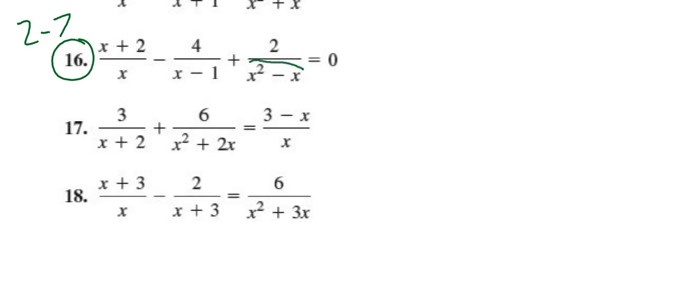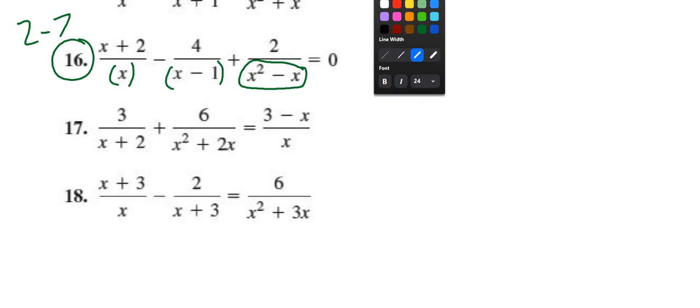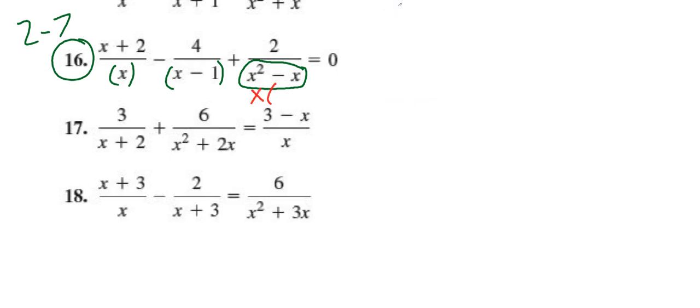I think you probably should factor this right here, because the other two denominators are already factored. So how do you factor x squared minus x? X times x minus 1. It's a little GCF you could pull out of there, right?